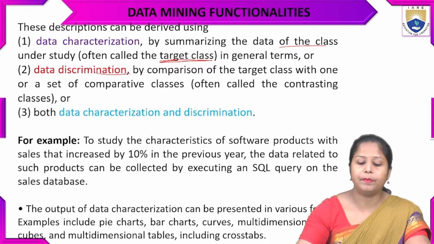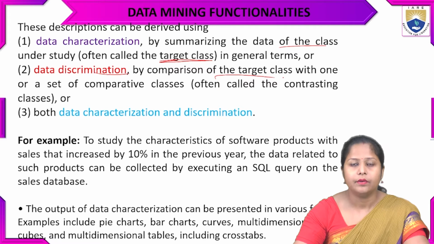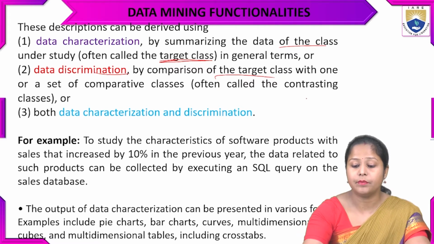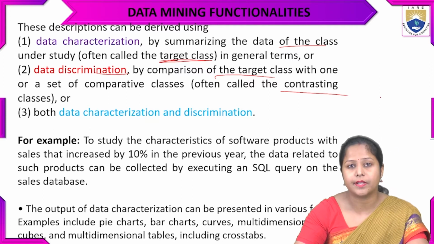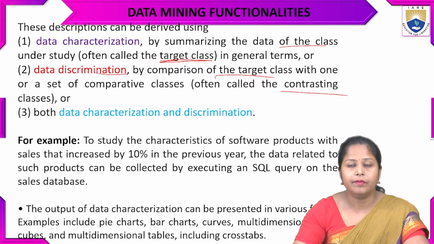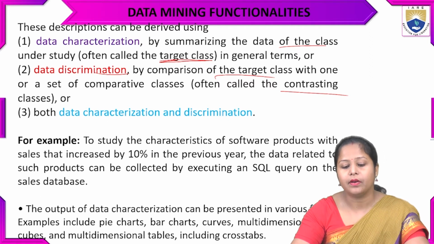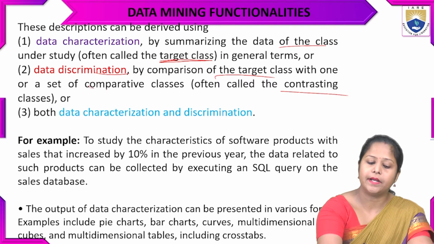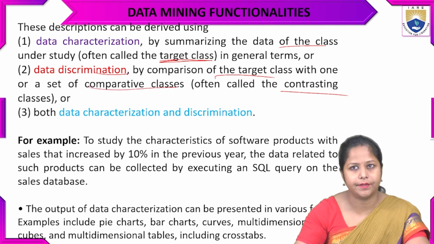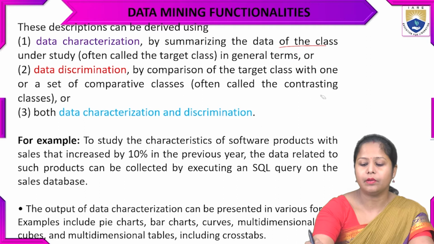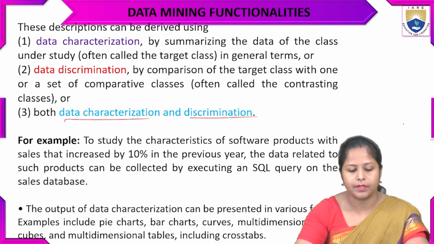By comparing the target class with a set of comparative classes, sometimes called contrasting classes, we get a summarization of data on the basis of the comparative classes. We have to compare that with the target class. And the combination of both is the data characterization and discrimination combination.